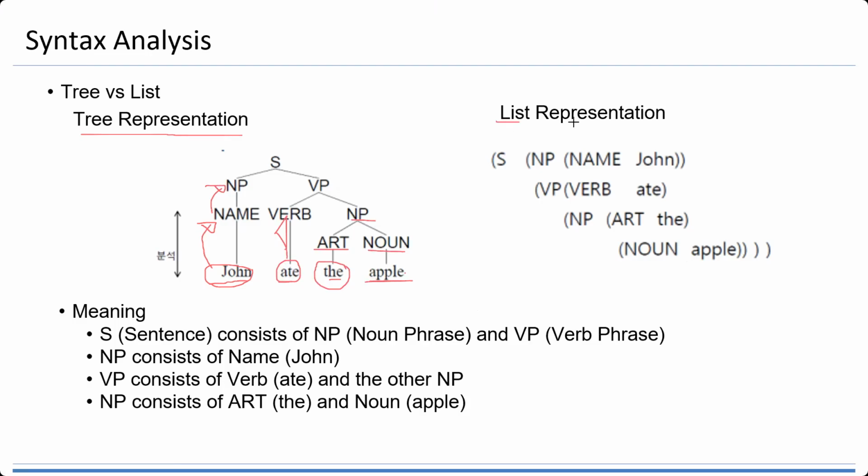Or we can make it a list. As a list, we can define S as a sentence, and then John. John is a name, and it is a noun. Ate is a verb, and it is in the verb phrase. The explains the noun, and apple is the noun, and those two belong in the noun phrase. Okay, so this is the meaning.